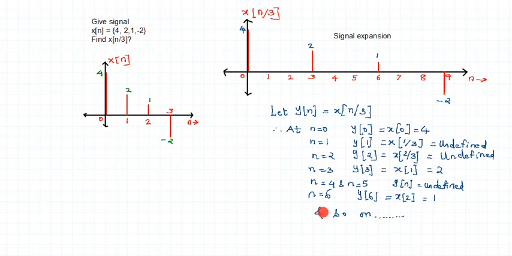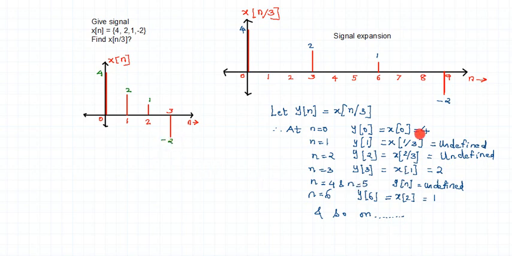If n is equal to 7, 7 by 3, non-integer, discarded. N is equal to 8, 8 by 3, non-integer, discarded. N is equal to 9. If I put n is equal to 9, what do I get? Y of 9 is x of 9 by 3, which is x of 3. So x of 3 has a magnitude of -2. So the next sample appears at y of 9, whose magnitude is -2.